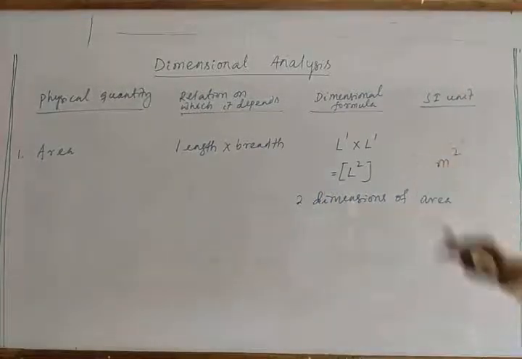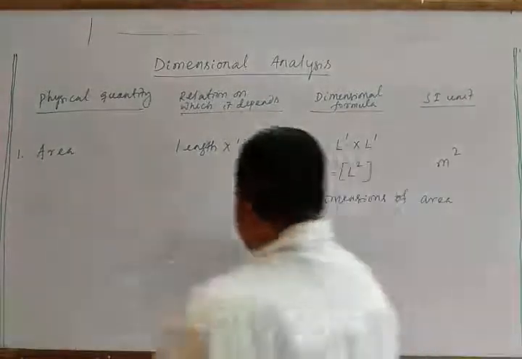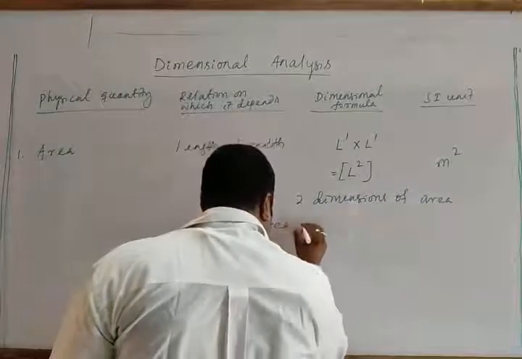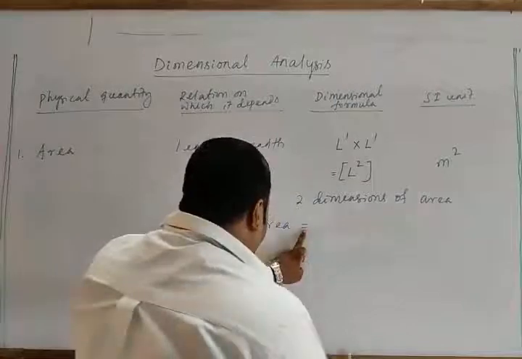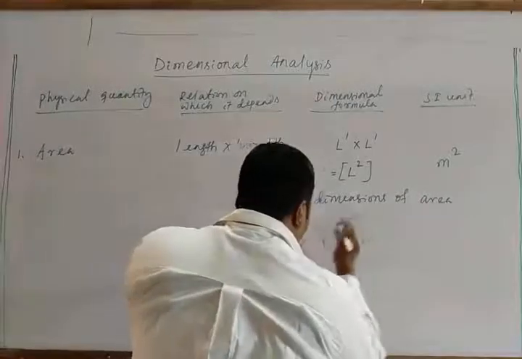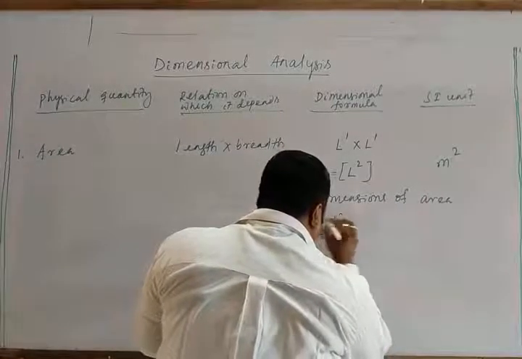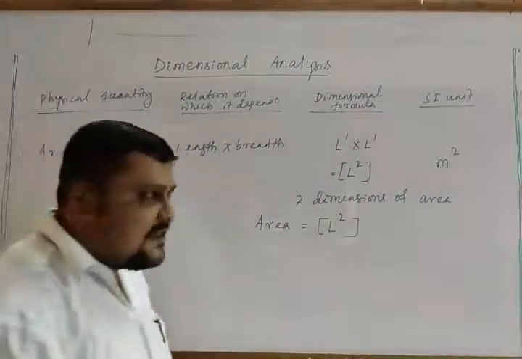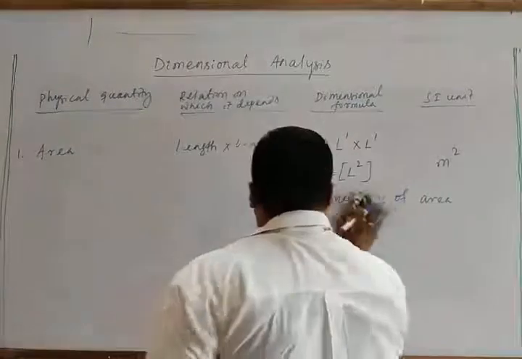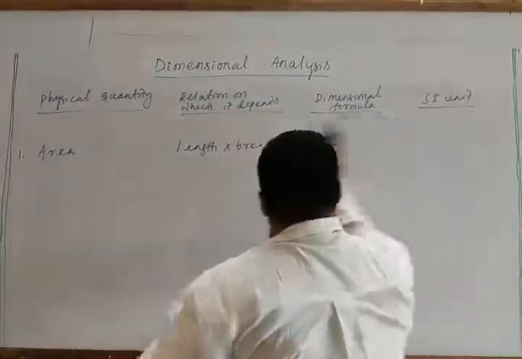Suppose I will ask you, write the dimensional equation. So we write the equation as area, and you should put an equal symbol. So area equal to this physical quantity is equal to which dimensional formula? That is L2. So I will say that this is the dimensional equation. So that is the difference between the dimensional formula and the dimensional equation, right?